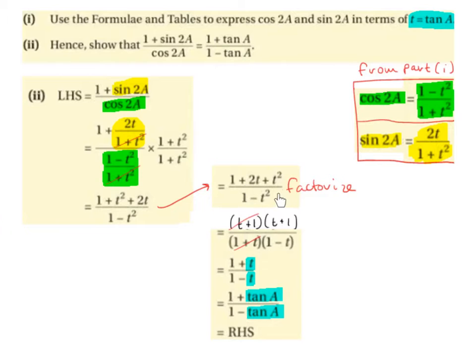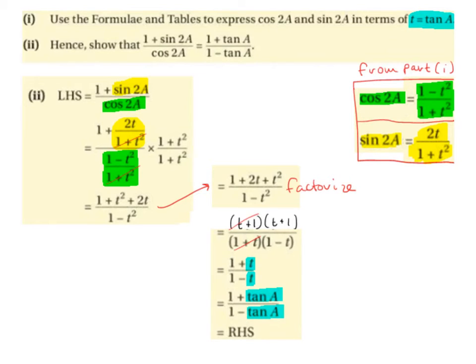Next, we're going to factorize the denominator. So it's actually going to be the difference of two squares, because 1 is a square number, t squared is a square number, and we have a minus in between. So the square root of 1 is 1, so we have 1 in the front of each of our brackets. The square root of t squared is t, so we have t in the back of each of our brackets. One's a plus, one's a minus. So we have 1 plus t multiplied by 1 minus t.